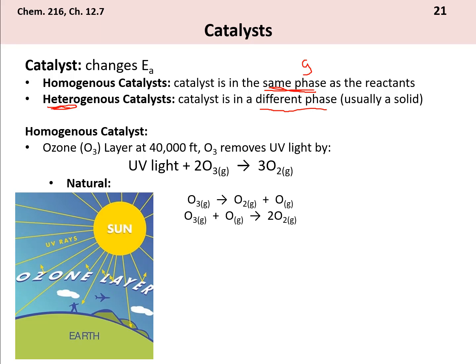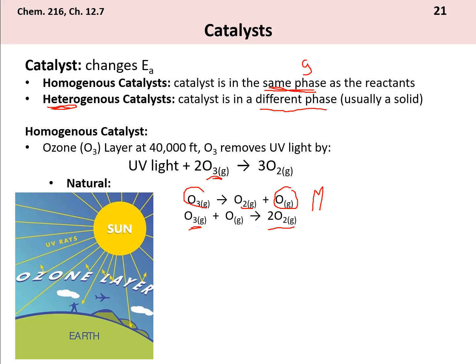Okay, one example of homogeneous catalysts is actually what happens at 40,000 feet above us in something called the ozone layer. Now ozone, O3, is an awesome compound. It removes UV light. So at 40,000 feet above us, there's a bunch of ozone in the atmosphere. And what that does is remove UV light by these two reactions, right? The ozone goes to form O2, and it produces an O, which goes ahead and reacts with another O3 to form O2, right?